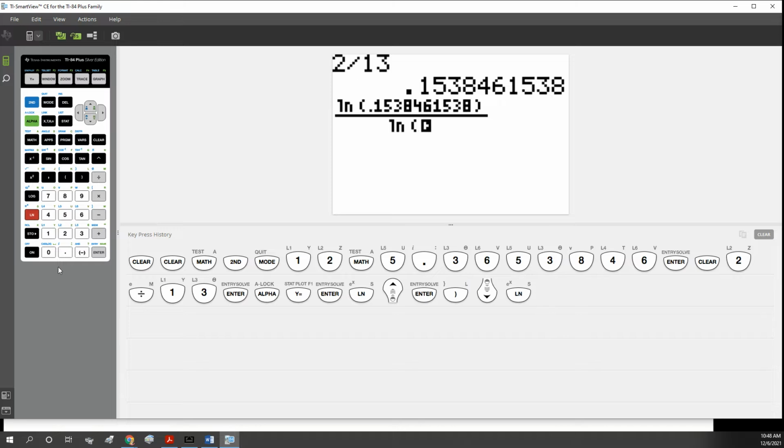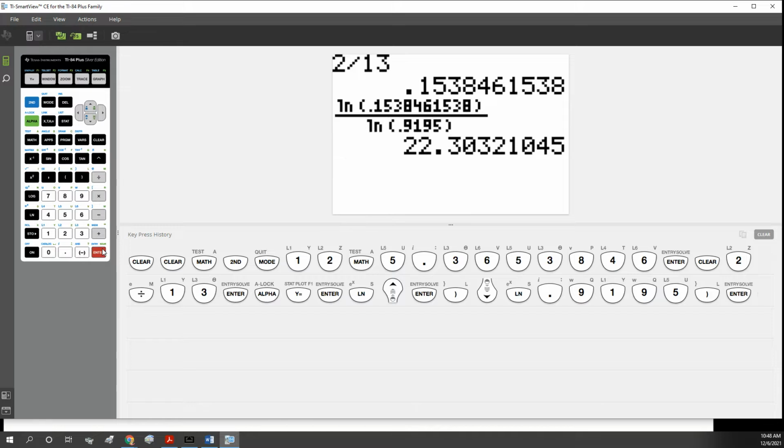And then the natural log is 0.9195. So natural log is just right beside the 4. Now sometimes it matters if you close the parentheses and sometimes it doesn't. So I'm just going to go ahead and just close them every time. In this case, it actually didn't matter, but it's a lot to keep straight.